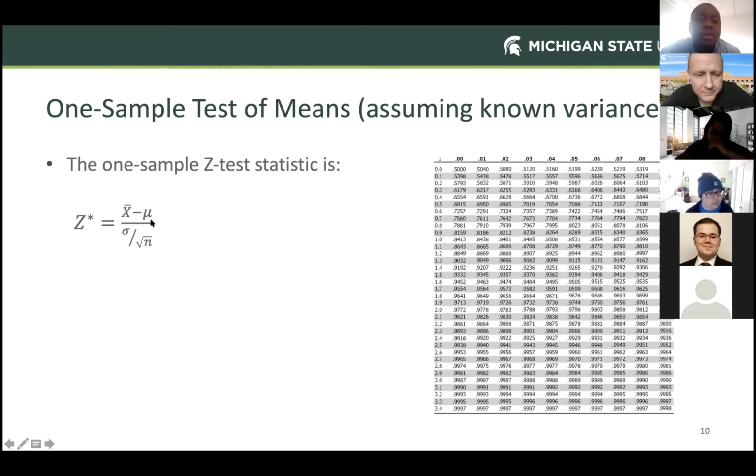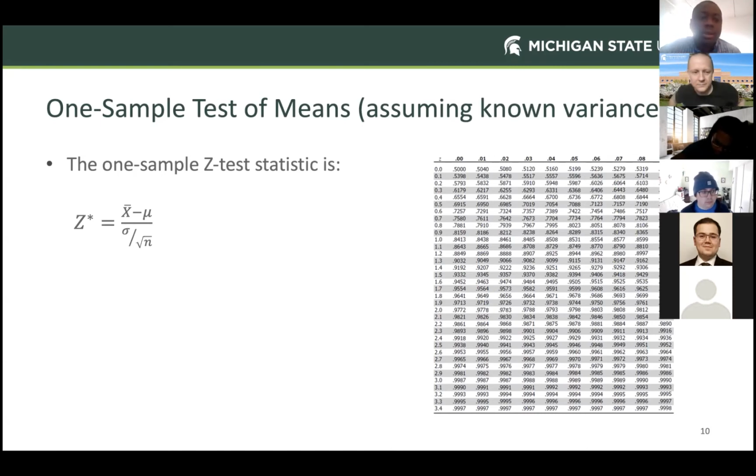What's sigma? Sigma is the standard deviation. The standard deviation of the sample or the population? Sigma is the standard deviation of the population. Correct. And what's n?